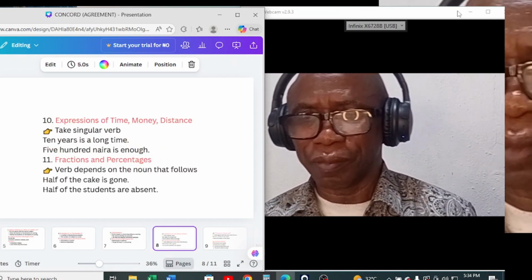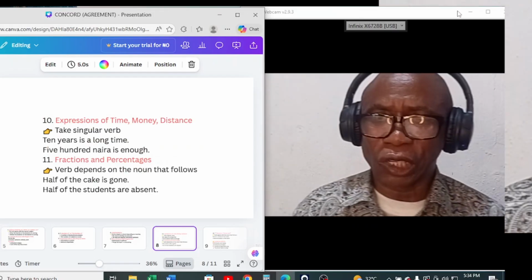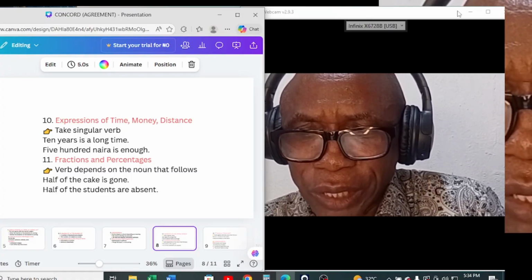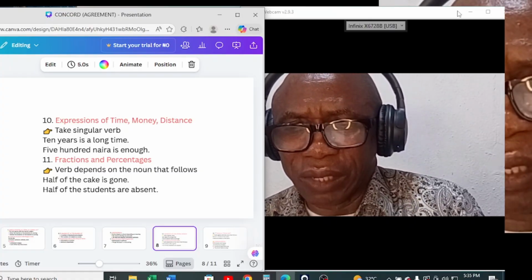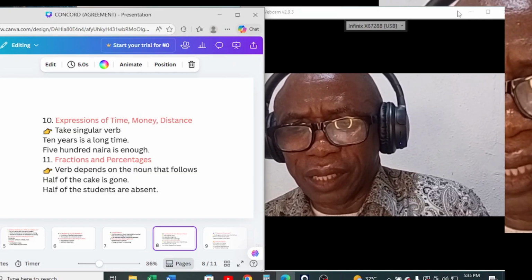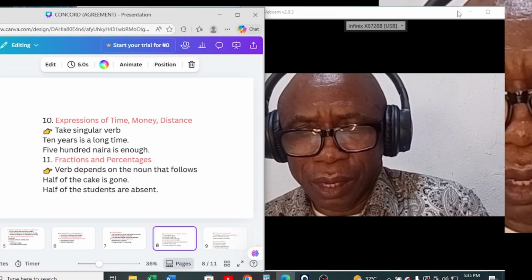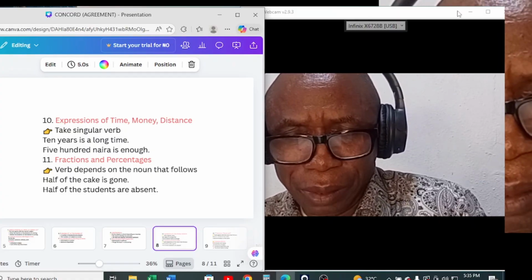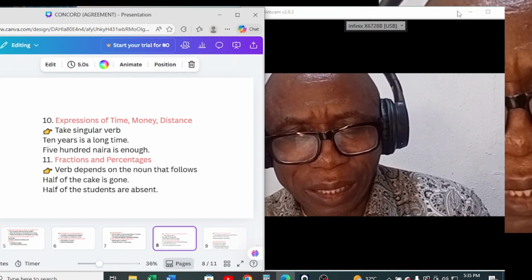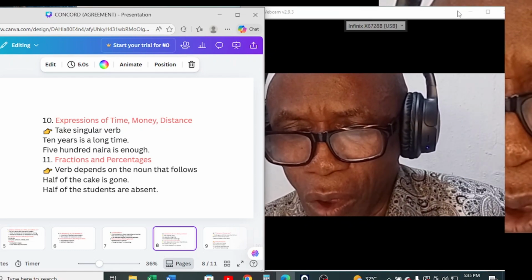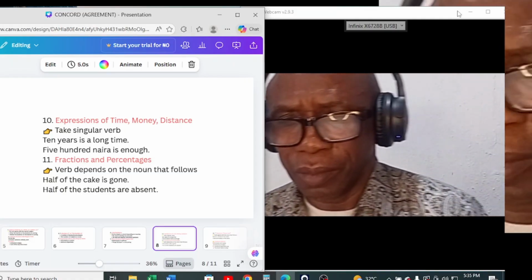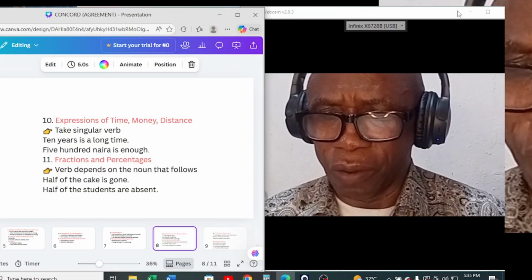Let's look at another rule, number 10. Expressions of time, money, and distance take singular verbs. Ten years is a long time. Don't say ten years are a long time. Ten years is a long time. That is, marking time. Five hundred naira is enough.